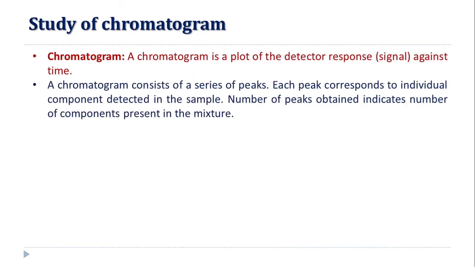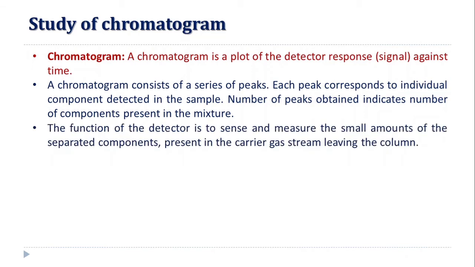A chromatogram consists of a series of peaks. Each peak corresponds to an individual component detected in the sample. So according to how many components are there in the sample, we get that many peaks. One peak is for one particular component. The number of peaks obtained indicates the number of components present in the sample. For each component, we get one peak. That's why if there are 4 peaks, you can conclude that your sample contains 4 types of components. If the graph gives 3 peaks, then you can say that your sample contains 3 components. So each peak is for each component present in the mixture.